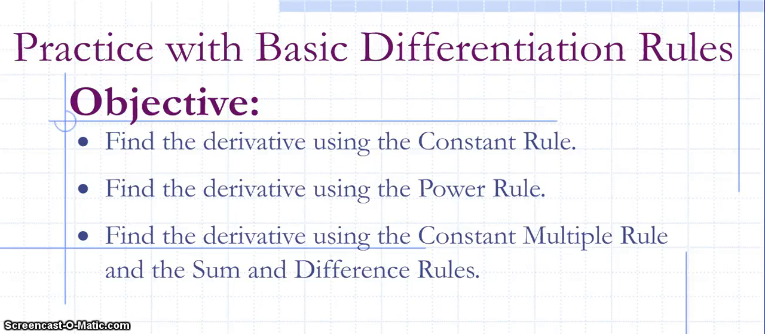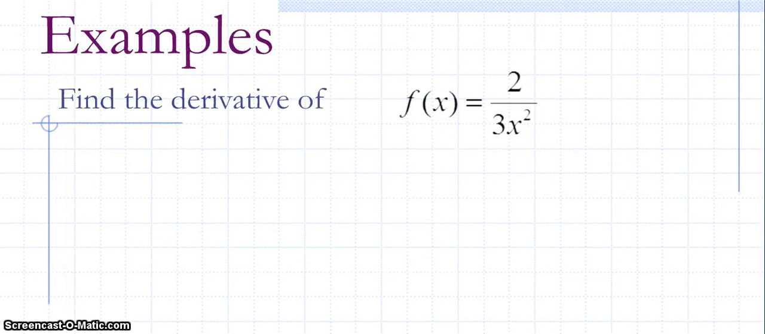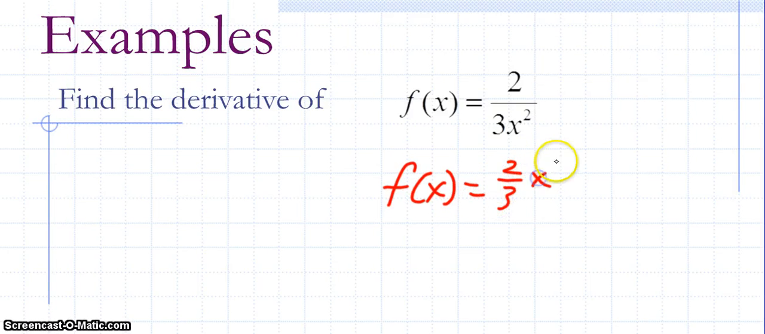Now we're going to practice. All right, let's use these rules. So first we want to find the derivative of f of x equals 2 over 3x squared. I'm going to let you do this on your own, but I'm going to give you a hint that we can rewrite the original function as 2/3 x to the negative second, right? Okay, pause the video, find the derivative, unpause when you're ready to check.